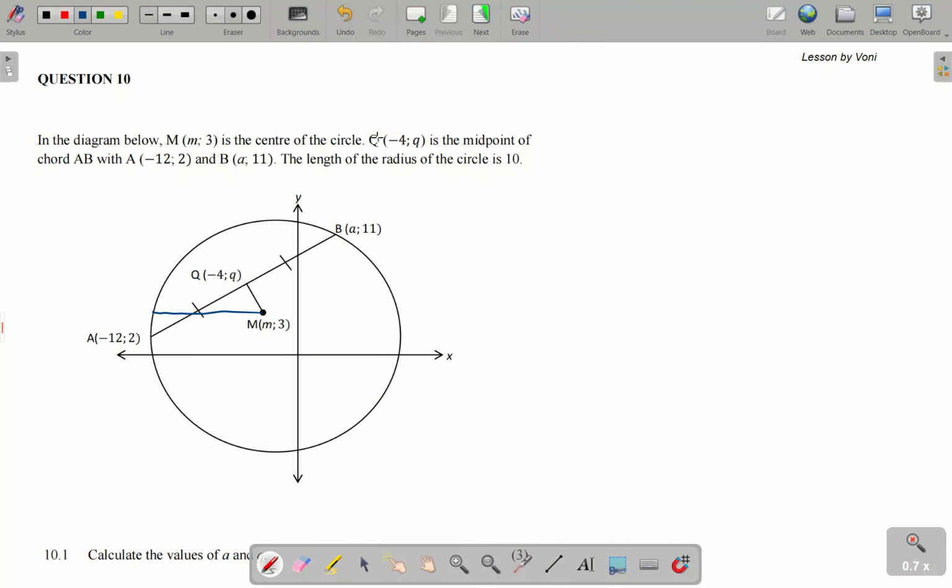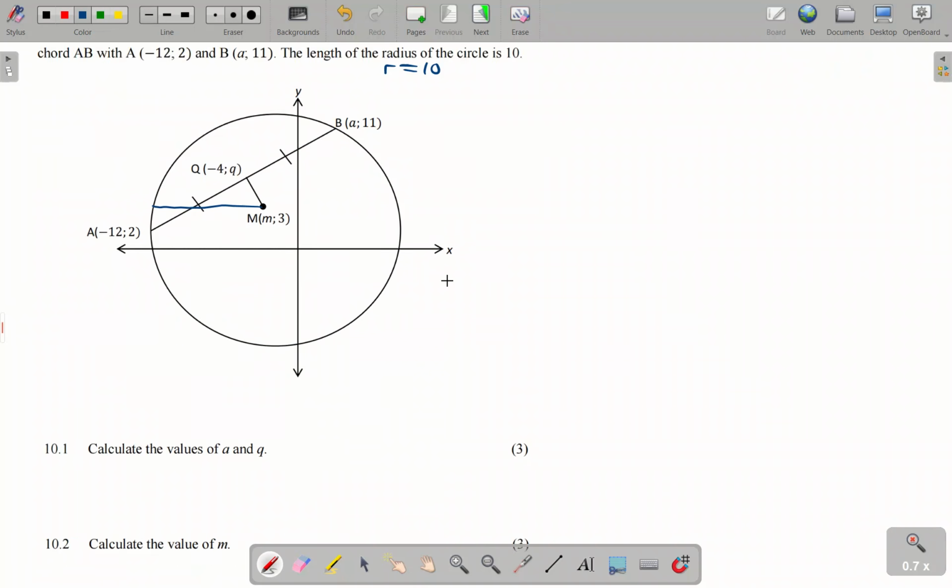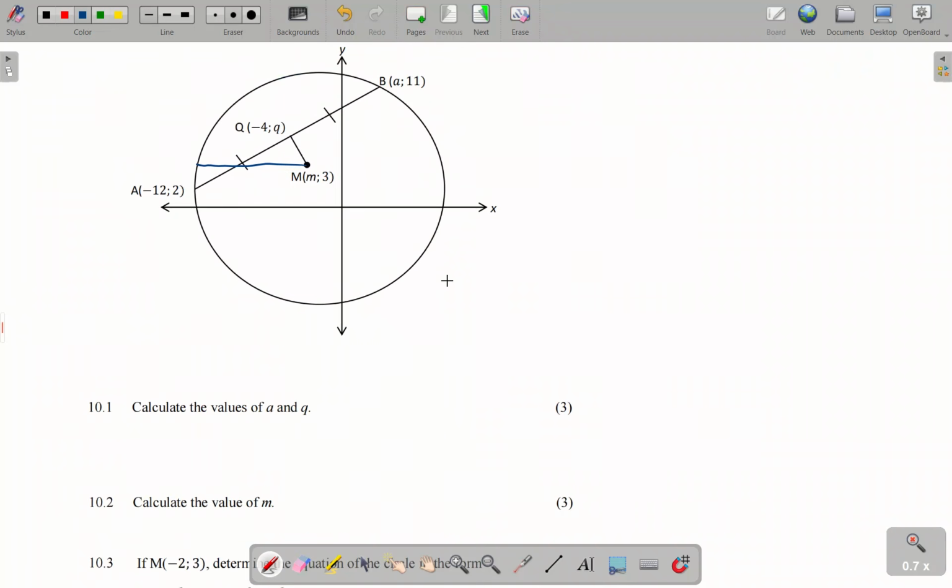And then you have Q, which is the midpoint of the chord AB. They told you that that's the midpoint. You have A given, you have B with a known x value. The length of the radius of the circle is 10. So the radius is simply what? 10. So let's remember that in advance.